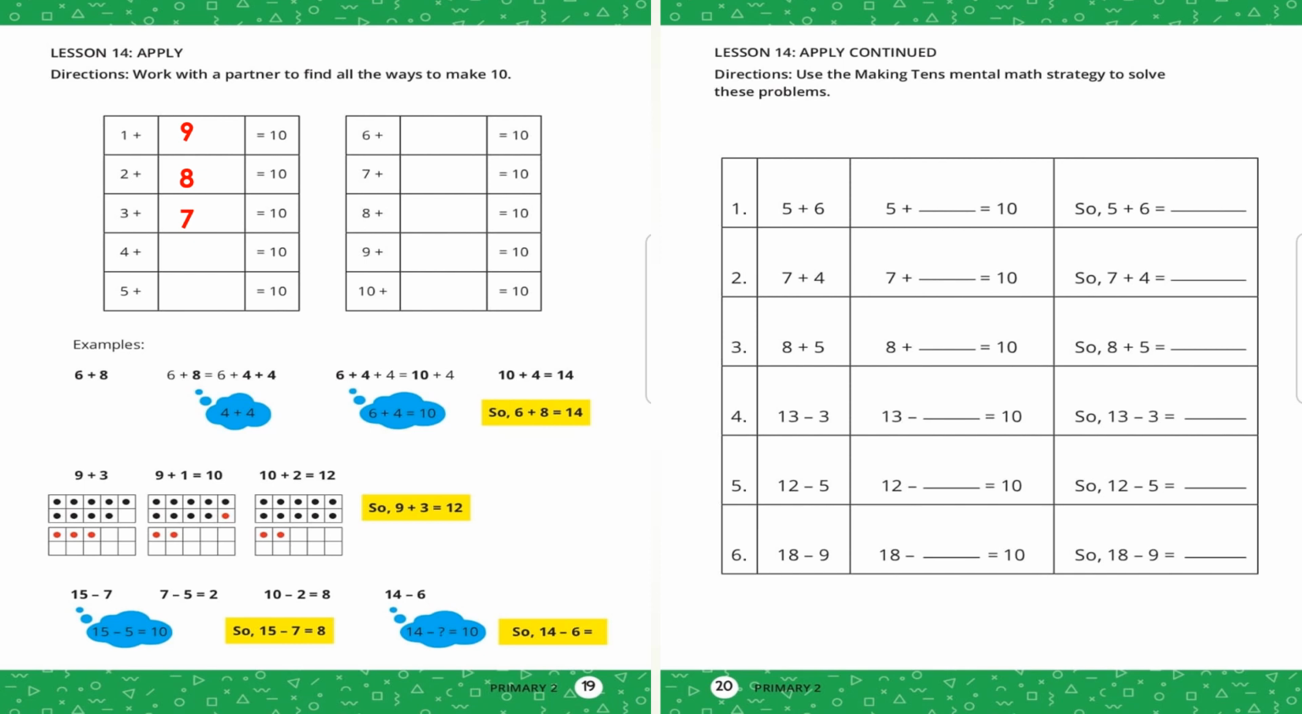Use the making 10 mental math strategy to solve these problems. The first problem, 5 plus 6. First, look at 5. 5 is strong or weak? 5 is very weak. It needs to be strong like Mr. 10, our superhero. So, 5 needs what to be 10?